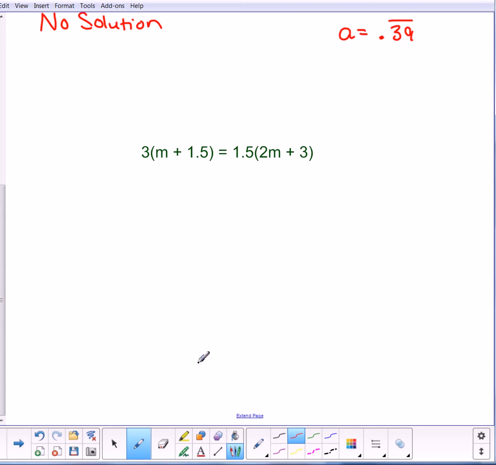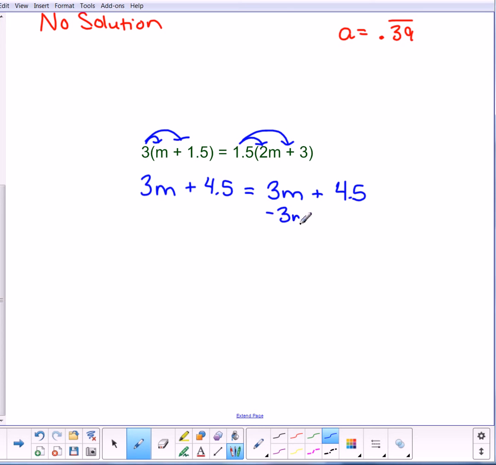Here's our last example. And you can see in this one there's a lot of parentheses, so the first thing we want to do is distribute. And to remind you that you distribute to everything, I like to use those arrows. So 3 times m, 3 times 1.5, so 1 of the 3 and half of it makes 4.5, equals 1.5 times 2 makes 3m, plus 1.5 times 3 makes 4.5.